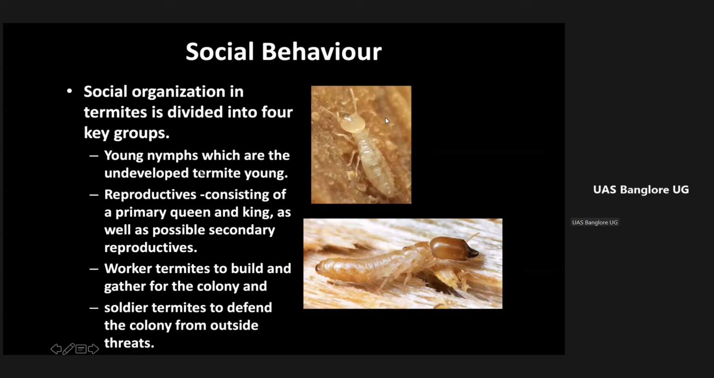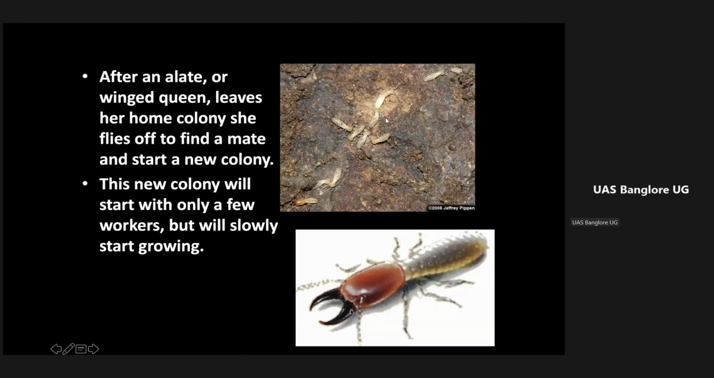They have a social organization. They are divided into groups: nymphs, the sterile workers, and soldiers. You can see the soldier with a strong mandible. The workers are doing work, and there is a soldier guarding their colony.